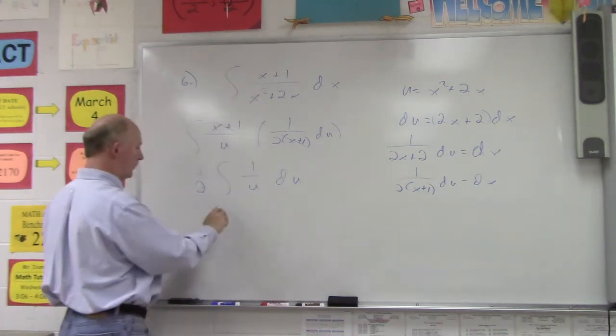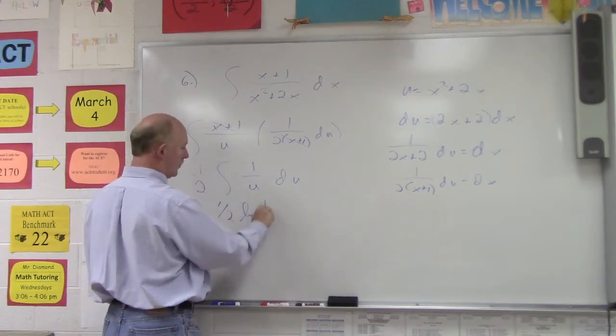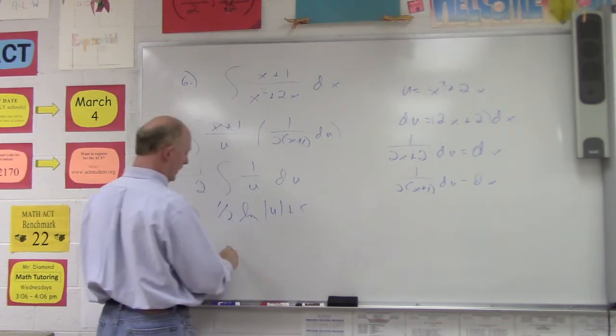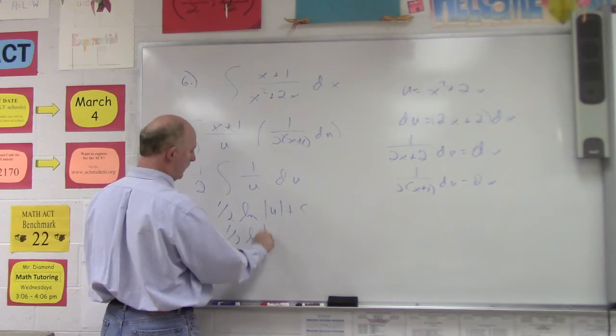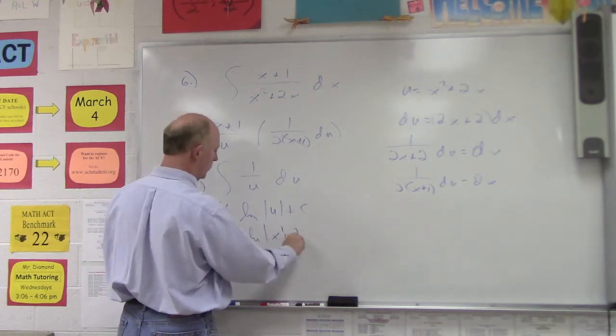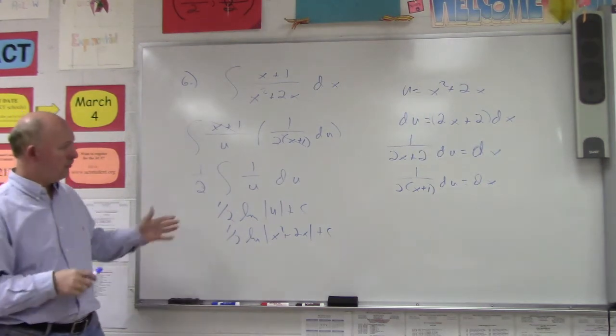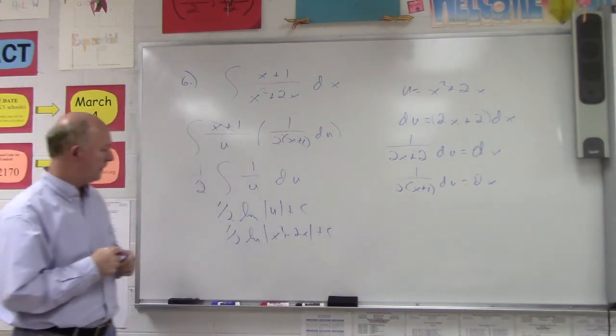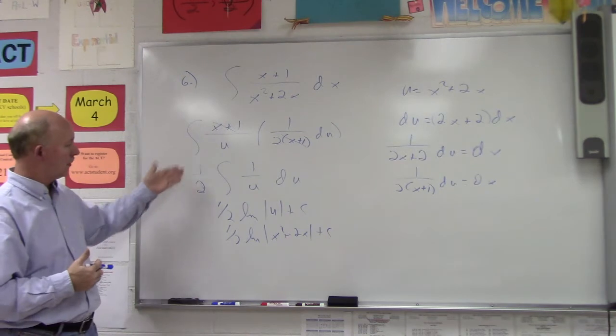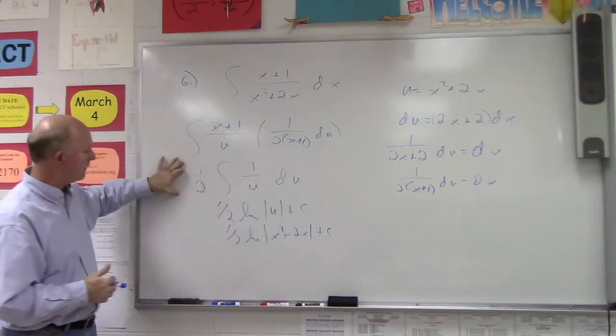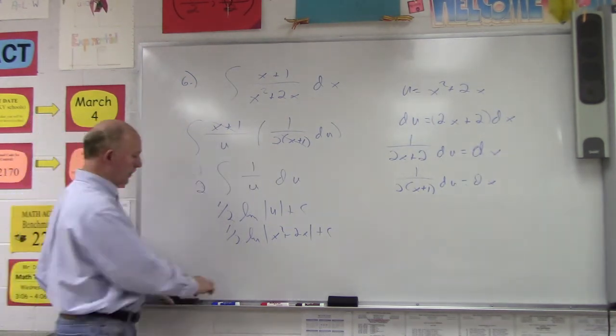So as we set this up, it's going to be 1/2 natural log absolute value of u plus c. And this is 1/2 natural log absolute value of x squared plus 2x plus c. And there's our answer now. So just use u substitution on it, and very quickly you can integrate. Make sure you pull the 1/2 out in front of the integral, and then you can see the 1 over u. All right, let's try another one.